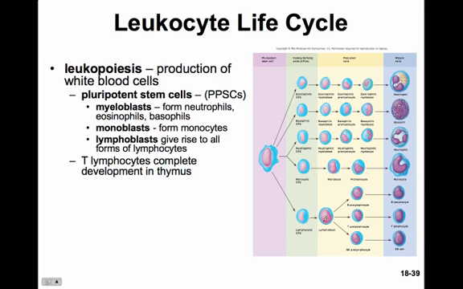Now we'll investigate the leukocyte life cycle. The production of white blood cells is called leukopoiesis. There are pluripotent stem cells, PPSCs, here, and they will form myeloblasts that form neutrophils, eosinophils, or basophils, depending on what receptors they have on their cell surface. They will also form monoblasts that will form the monocytes, and lymphoblasts that give rise to all forms of lymphocytes.